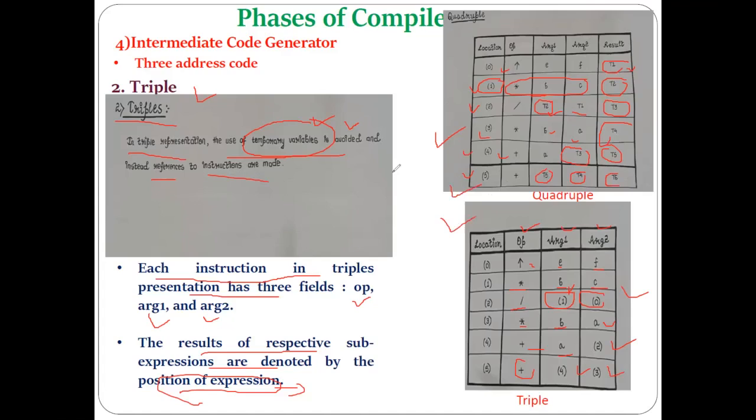What was the disadvantage in the quadruple? Multiple temporary variables were utilized. That we are avoiding here in the triple. So how are we avoiding that? Instead of writing the temporary variable, we are writing its position as a reference number. Okay.